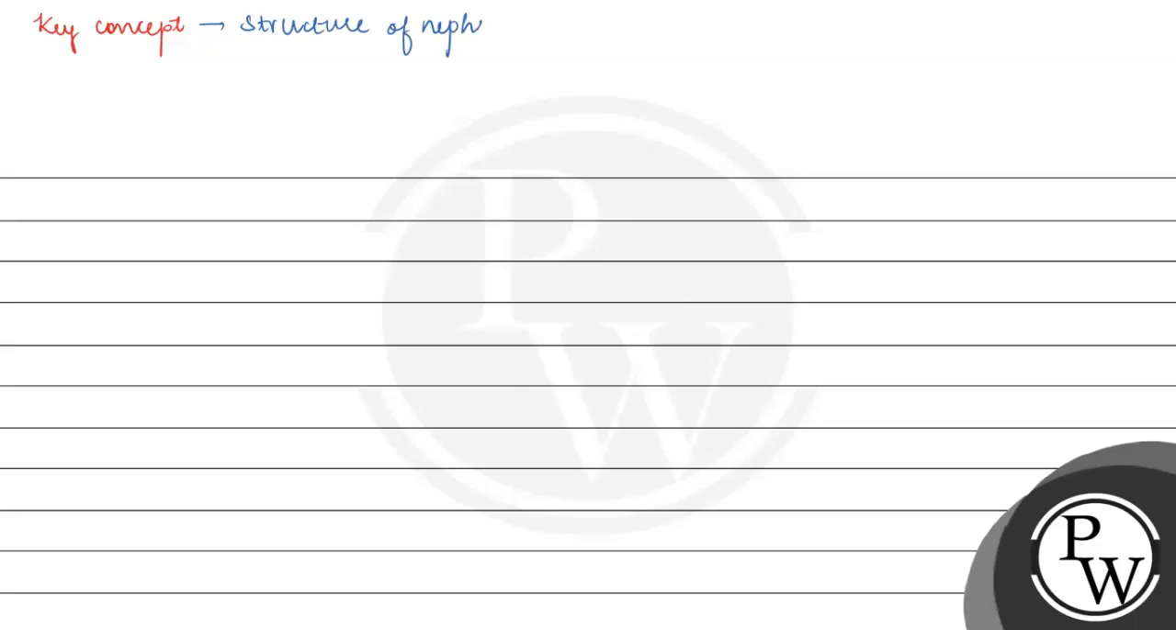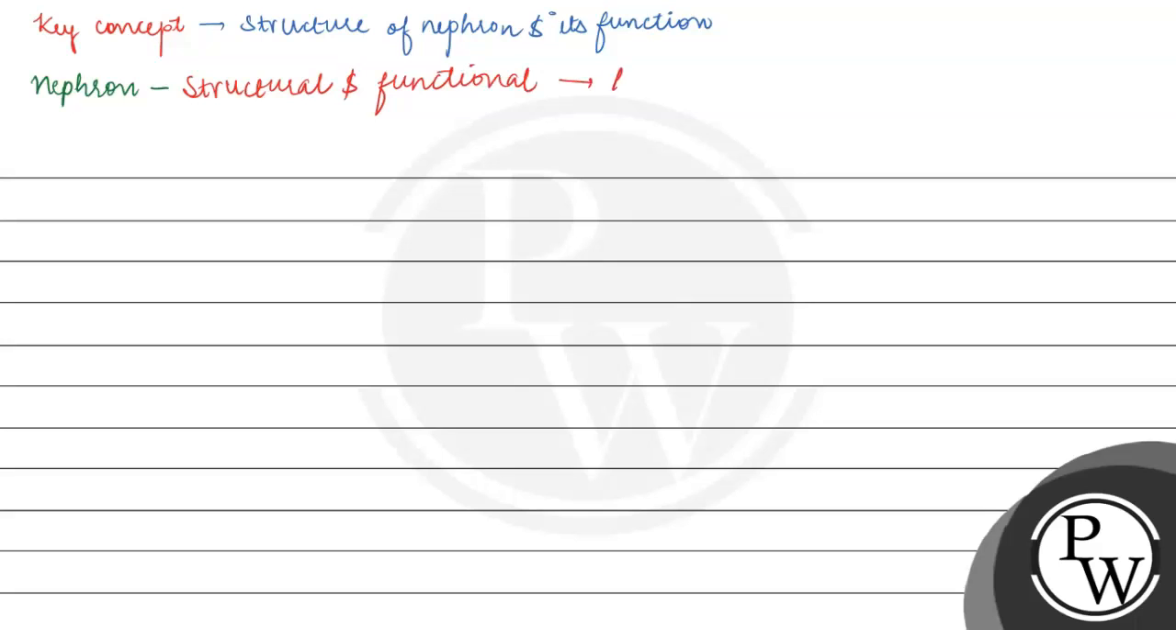and the function of its part and its function. अब हम बात करें नेफ्रॉन की. नेफ्रॉन is basically the structural and functional unit of kidney, which helps in the excretion of nitrogenous waste.